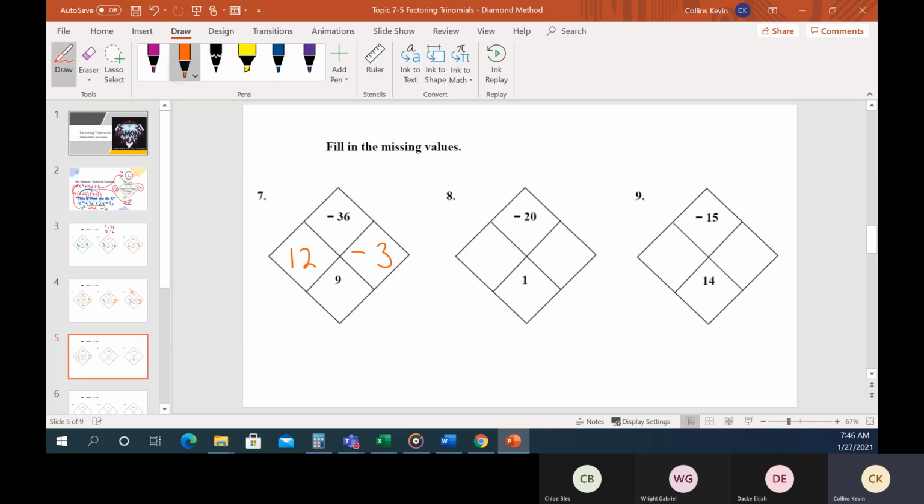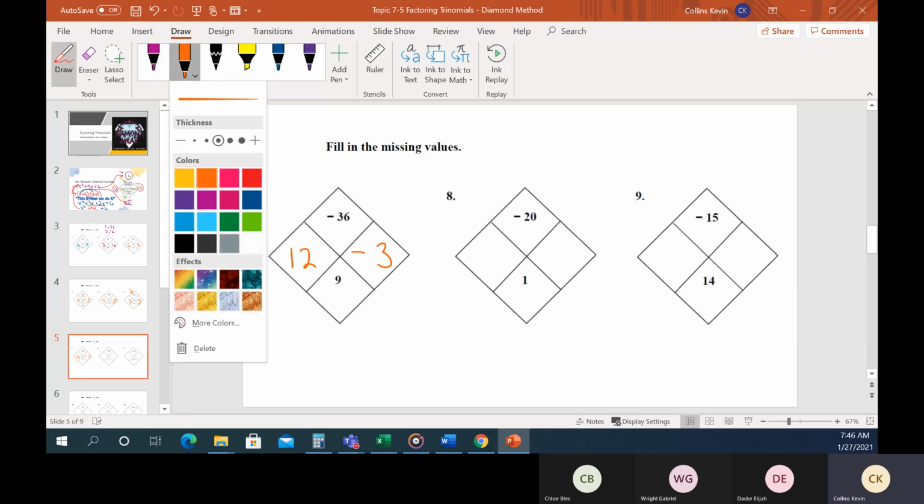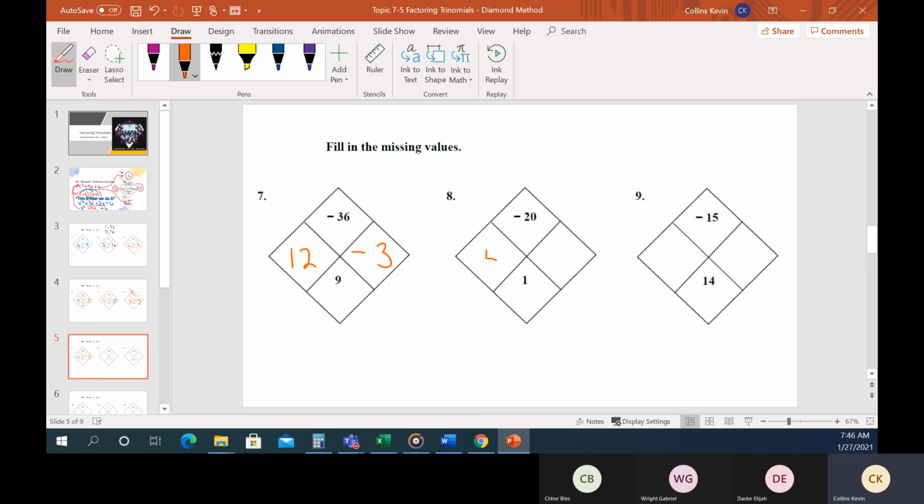So we do 5, and we'll make the 5 positive, right? And the 4 negative. So 5 times negative 4, negative 20. 5 minus 4, 1. Got it. Nice. So again, the bigger this number is on the bottom, the further apart your factors are going to be.